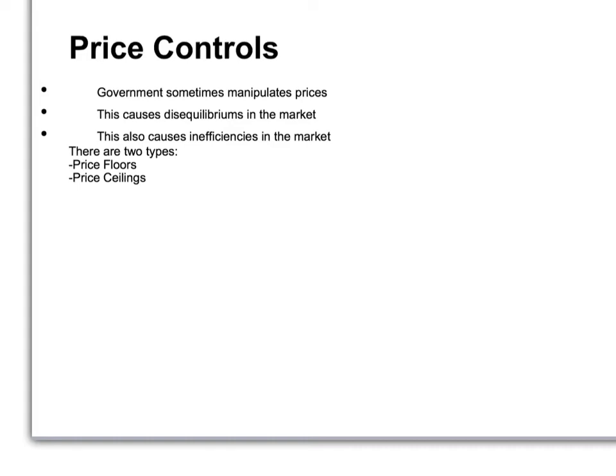This is an introduction to price controls. A price control is when government will manipulate prices, either artificially inflate prices or artificially reduce prices. This causes disequilibriums in the market and also causes inefficiency, or reduces allocative efficiency in the market. And there are two types. There are price floors and there are price ceilings.